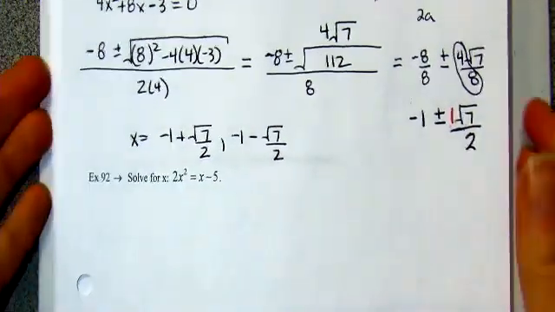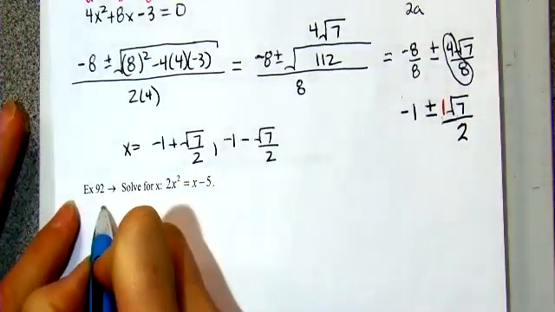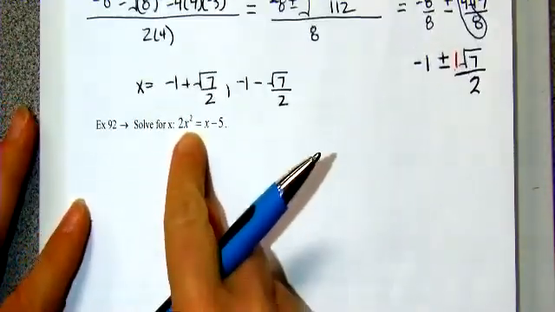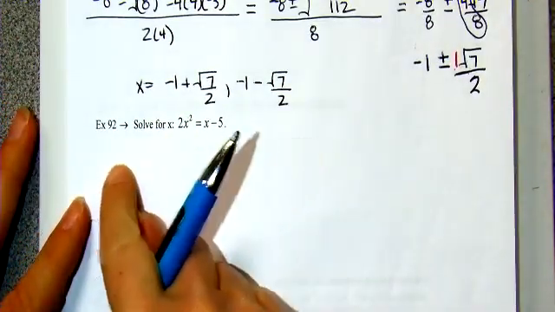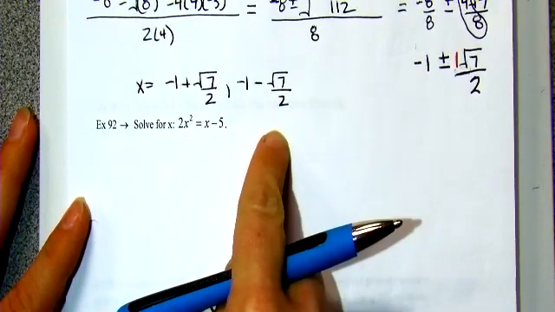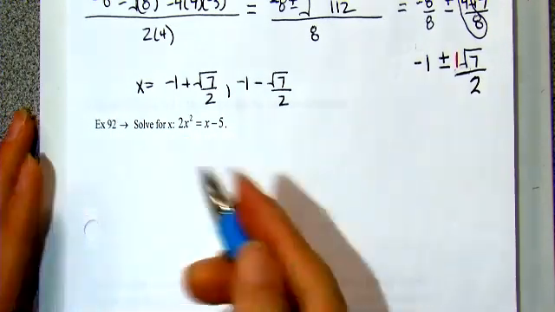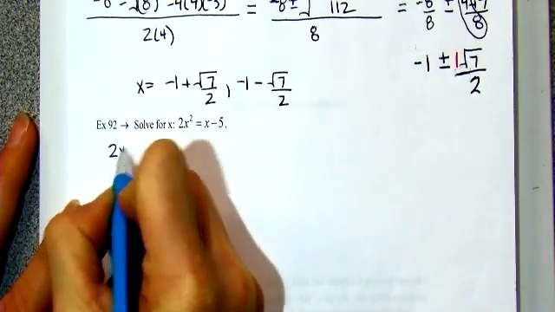Example 92 is not in standard form, so we have to do that first. Sometimes the biggest mistake I see students making in this lesson is identifying A, B, and C like this, and if you do that, then your signs will be wrong, giving you the wrong answer. So you have to say 2x squared.